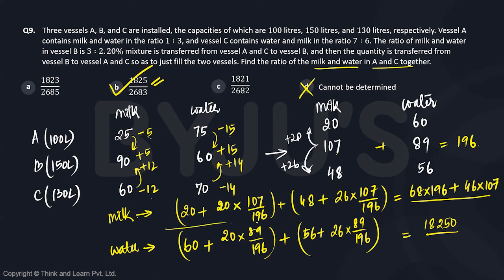So we want to find out the ratio. So as you can see, 196 will get cancelled out. So it's all about the LCM and the numerator. So B is going to be the answer. If we try to solve the denominator as well, so it's going to be 60 plus 56, which is 116 into 196, plus 20 plus 26, which is 46 into 89. And if you solve the denominator, this is going to give us 26,830. So 0 gets cancelled out. B is our answer.